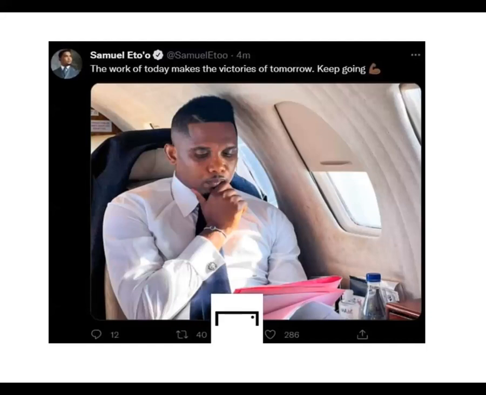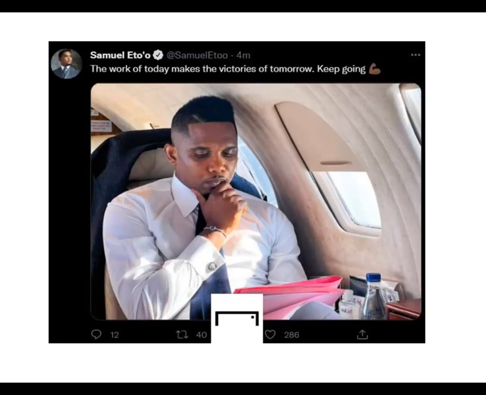I don't know how many of you know him. He's a footballer, retired now. He's played for Barcelona as a striker, Chelsea, Inter Milan, and so many other clubs. He's played for these teams as a striker. And Samuel Eto'o, as we speak today, is the president of the Football Association of Cameroon.